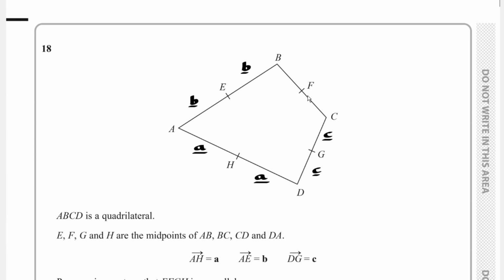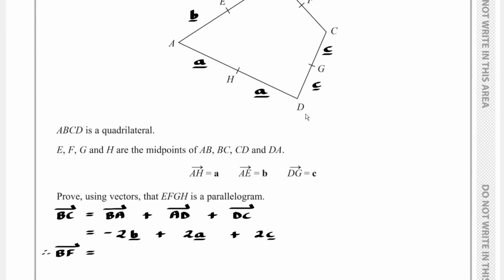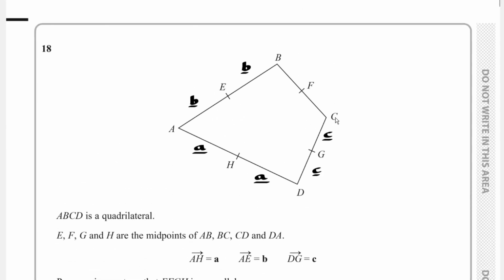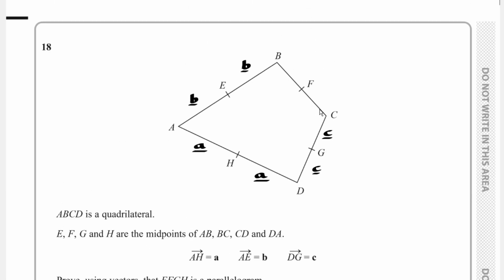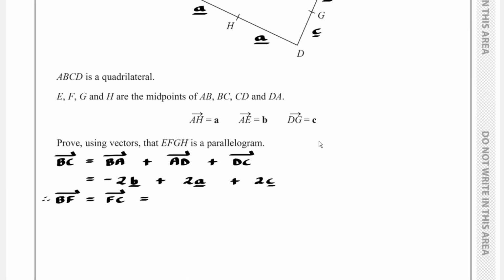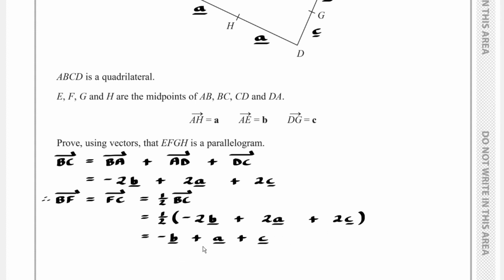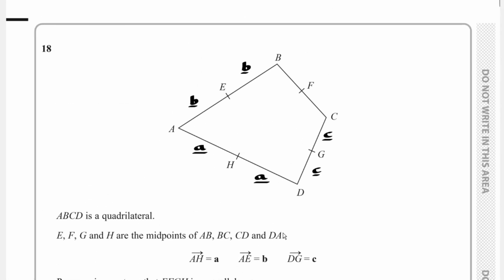So now we can find out what BF is, and BF, you'll note, is also equal to FC, and that's because F is the midpoint of BC. So that's a half of BC. So we've got a half of this vector BC, a half of negative 2B plus 2A plus 2C is negative B plus A plus C. So that's this vector here.